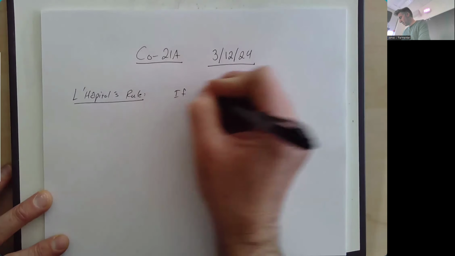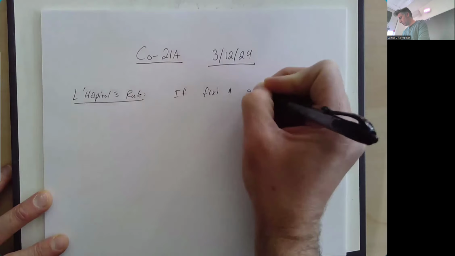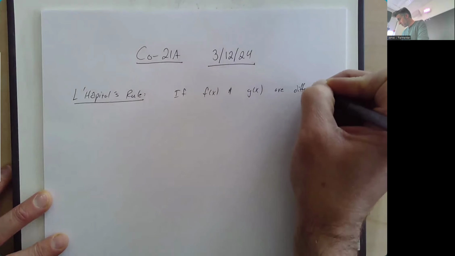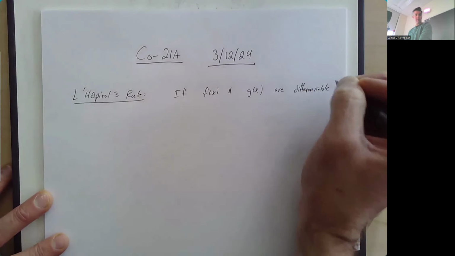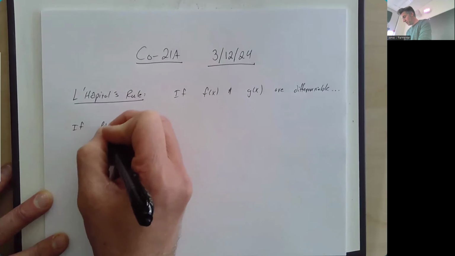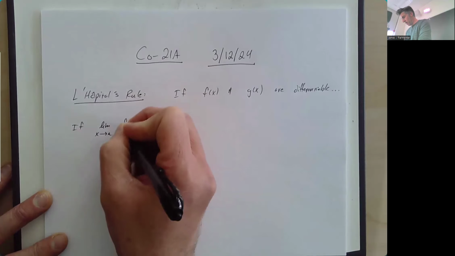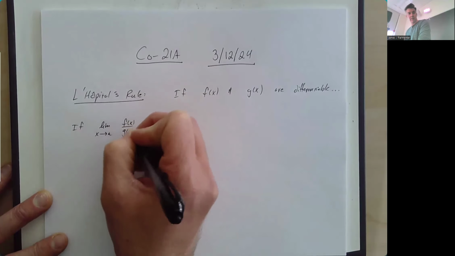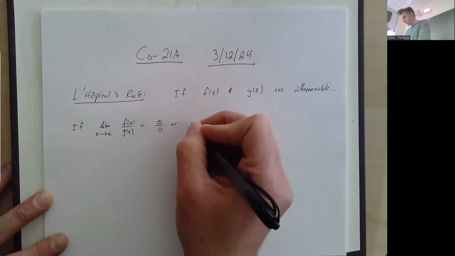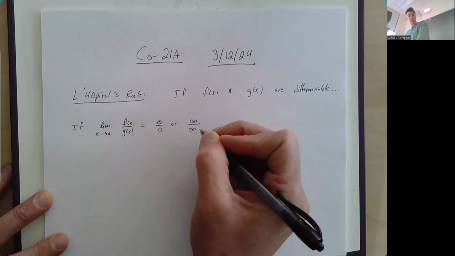All right, 110. Let's get going. We're talking about L'Hopital's rule. So here's the general statement of L'Hopital's rule. If f of x and g of x are both differentiable, then we can say the following. If the limit as x approaches a of f of x over g of x is either a 0 over 0 or an infinity over infinity indeterminate form.